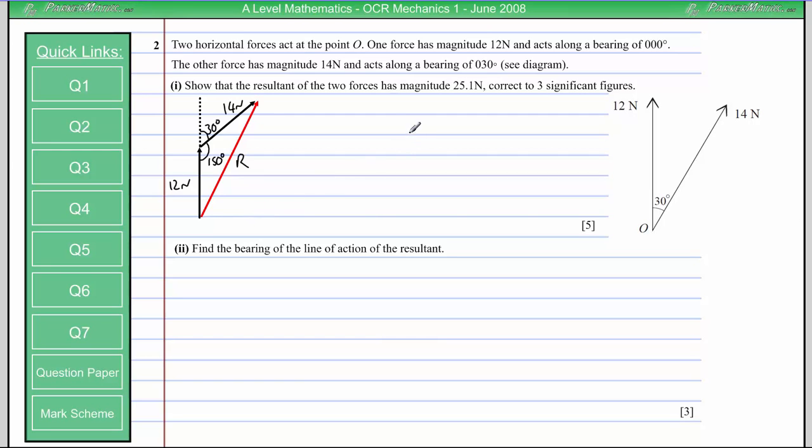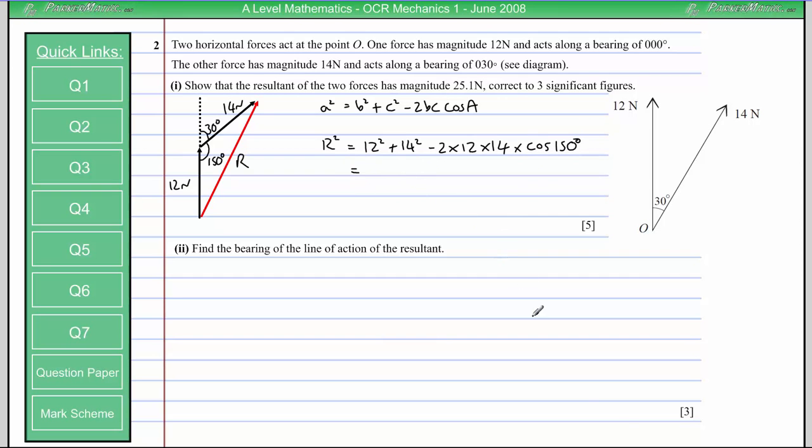Now I'm going to use the cosine rule, which is given in the formula book, and the cosine rule says that a squared equals b squared plus c squared minus 2bc cos A. So I'm going to choose my a here to be the resultant force. So I'm going to write R squared equals the other two sides squared, so 12 squared plus 14 squared minus 2 times 12 times 14. The angle A has got to be opposite the side a, so that's the 150 here, so cos 150 degrees.